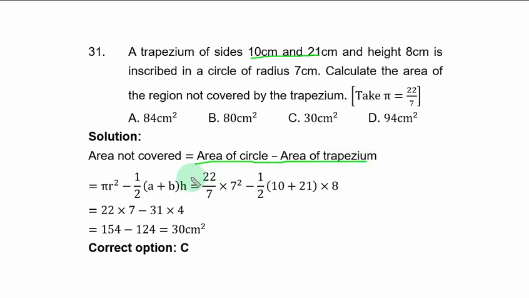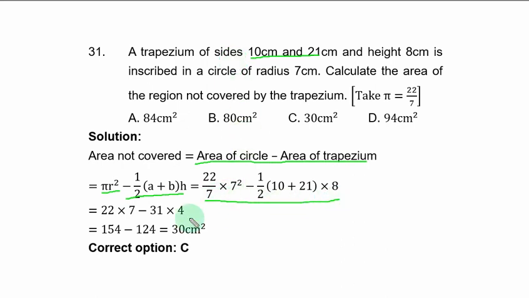So the area of the circle is pi r squared, and this is the area of a trapezium. A and B are the sum of the parallel sides. So A is 10, B is 21, and H is 8, while the radius of the circle is 7. You have everything in this form.